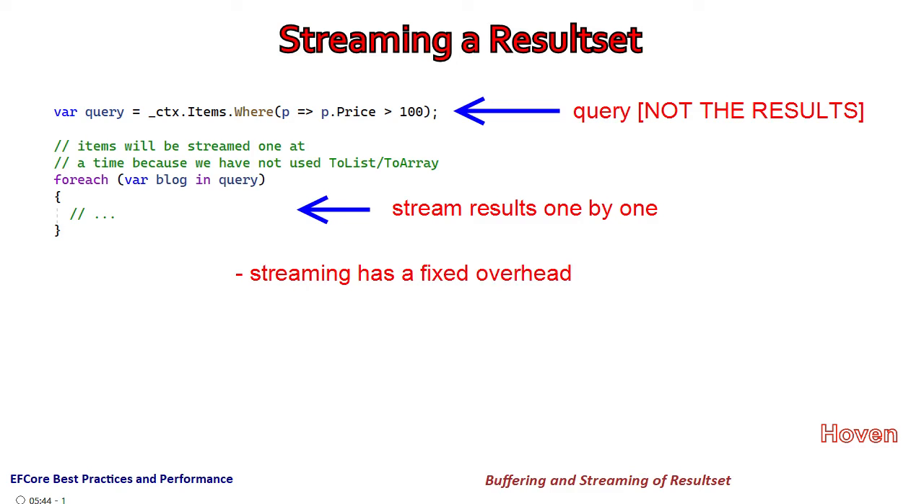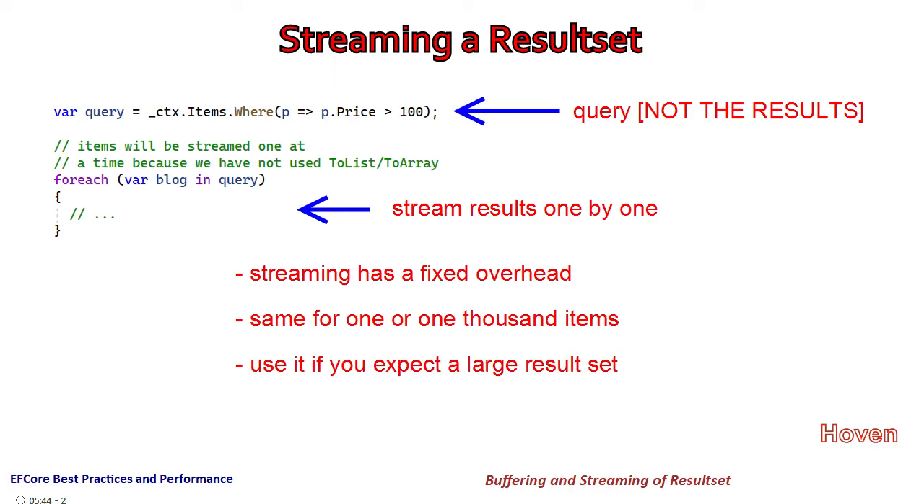Streaming has a fixed overhead, so it doesn't matter whether we stream one single item or we stream thousands of them. Hence, streaming is not an every-time solution. It is more suitable if your query is expected to return many items. However, if your query is expected to return fewer items, then buffering would be better.